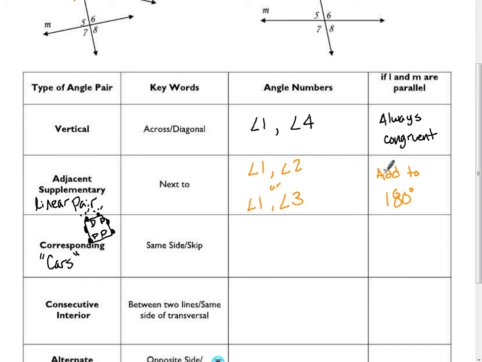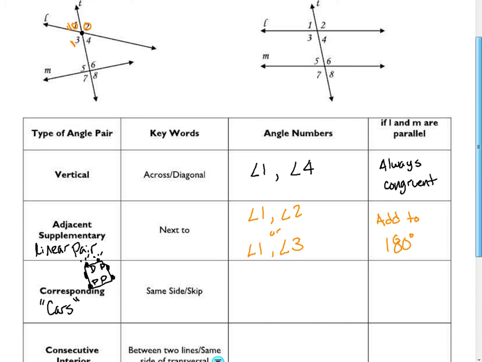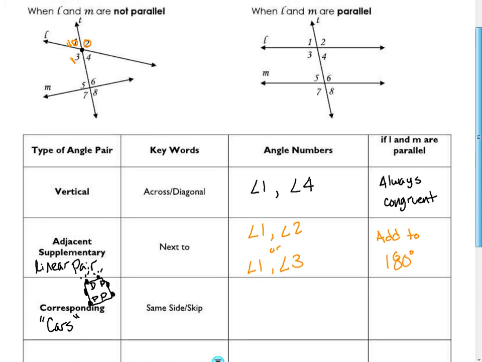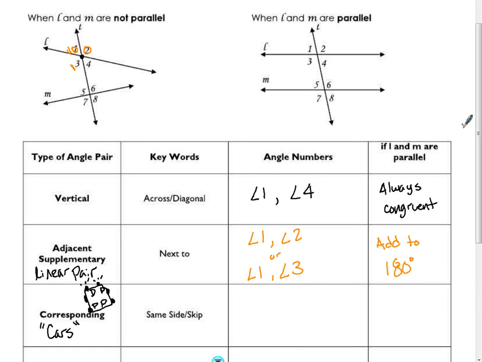So let's assume that for corresponding angles, they're on the same side and they skip. Meaning if I'm standing at angle 1, if I stay on the same side of my transversal, meaning I stay on the left-hand side of the transversal, I skip this angle 3, and then I go down to angle 5, we can say that angle 1 and angle 5 are corresponding.